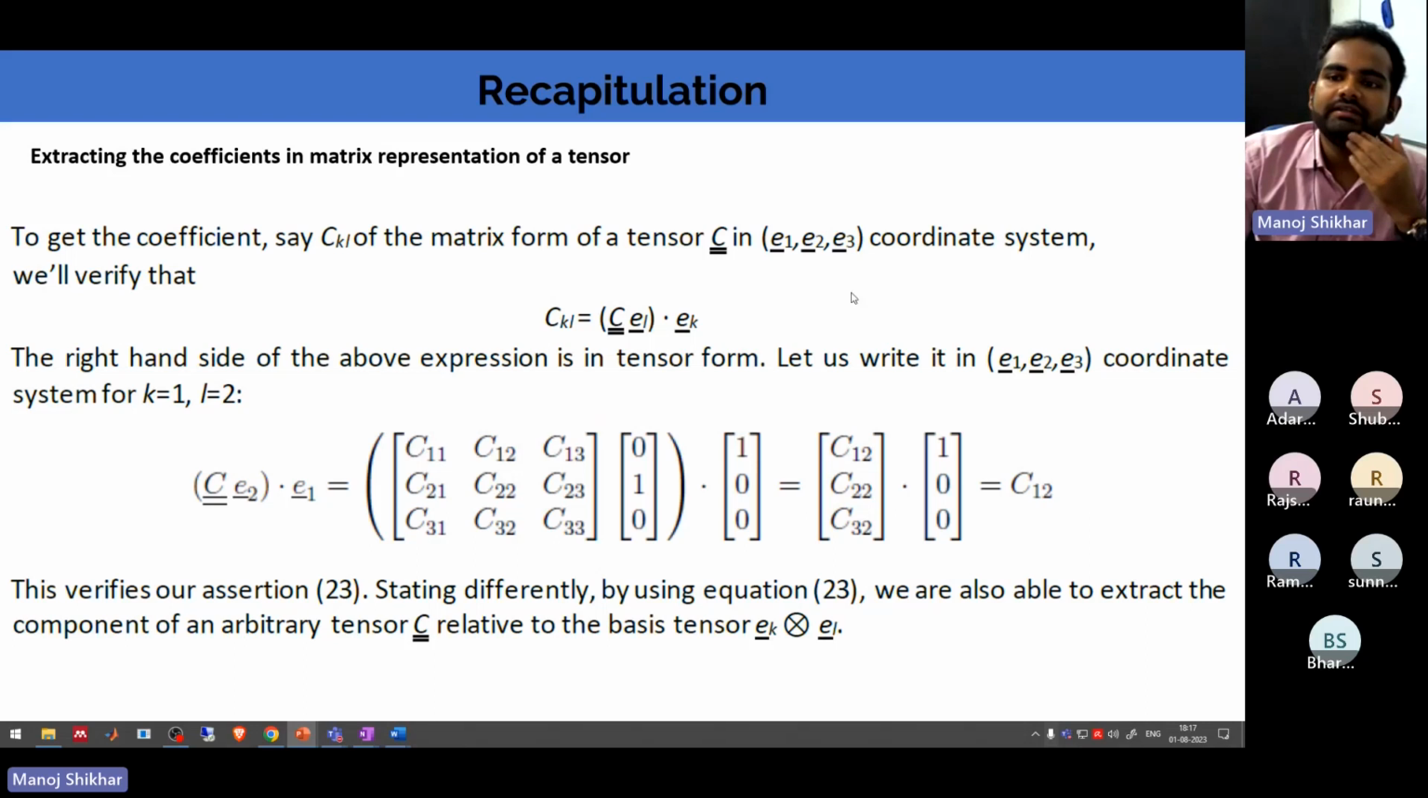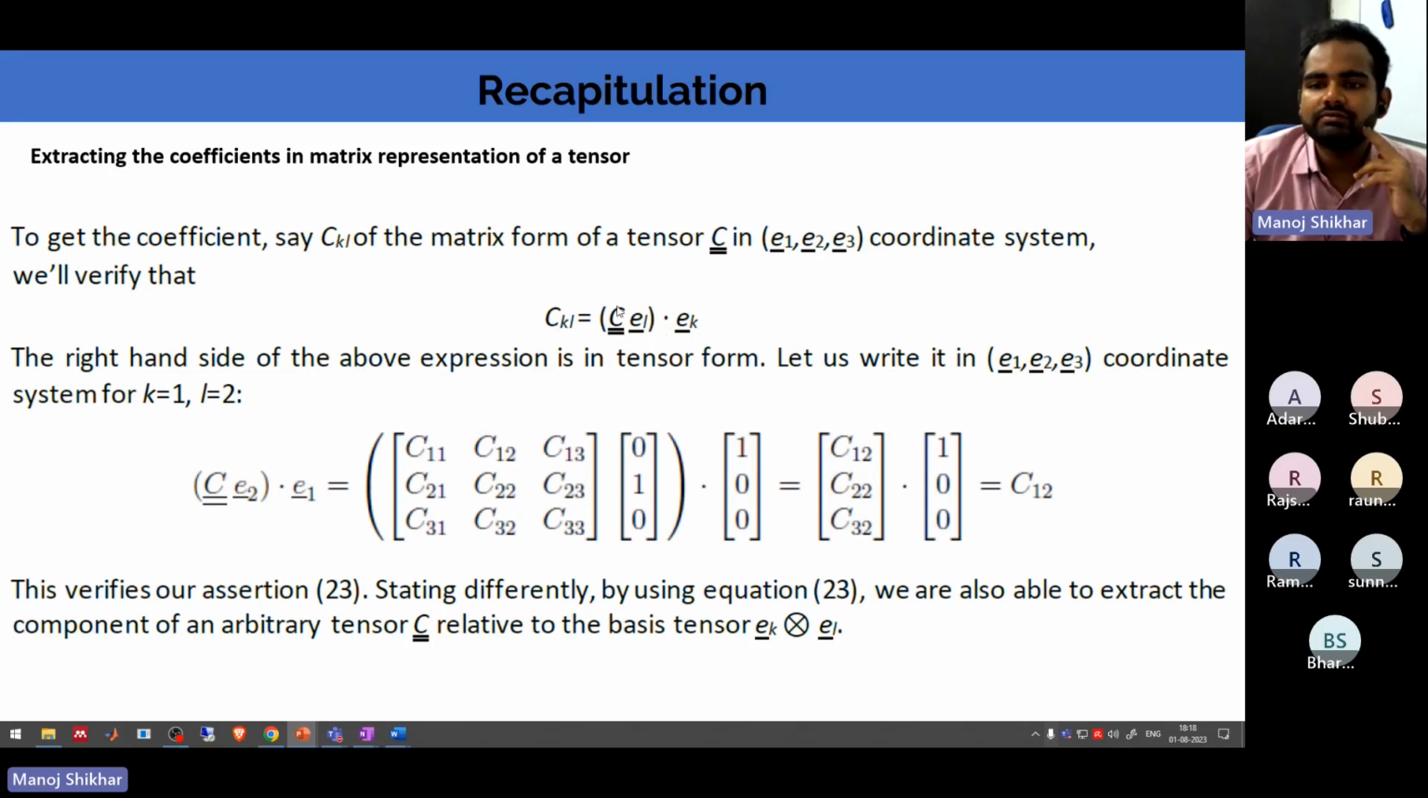How do you find the coefficients, this CKL, of a second order tensor? For example, here you can see C is written as C11, C12. So CKL is basically K going from 1 to 3 and L also going from 1 to 3. So how will you find CKL? You can use this formula directly. CKL is EK dot C into EL.